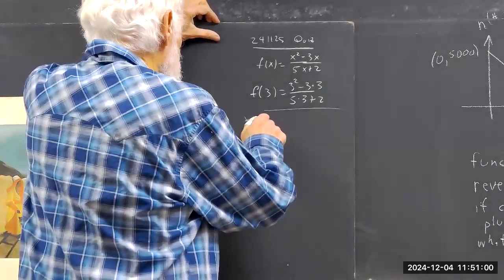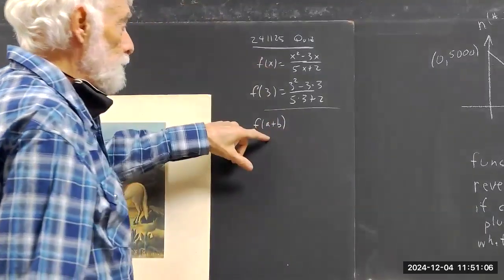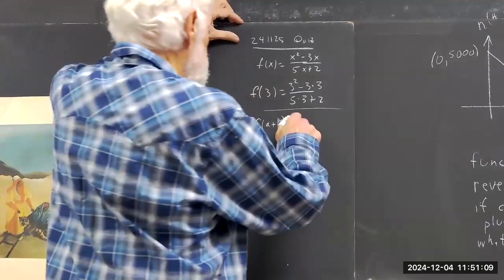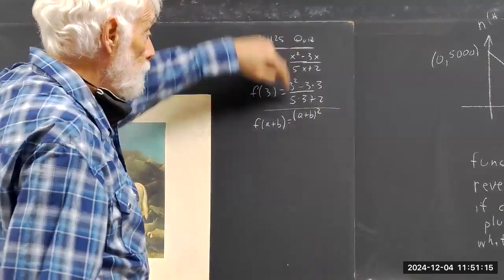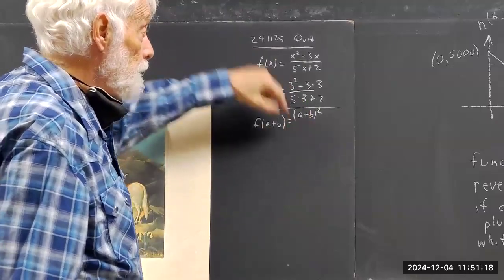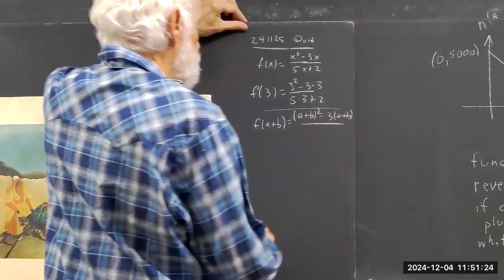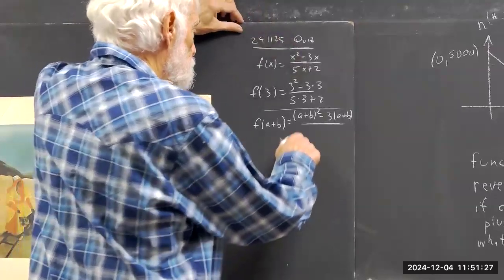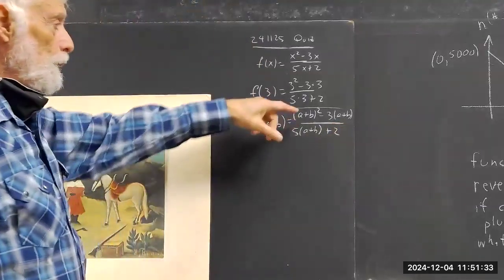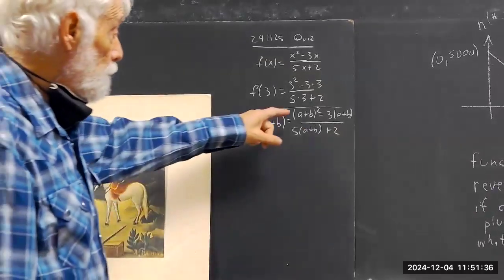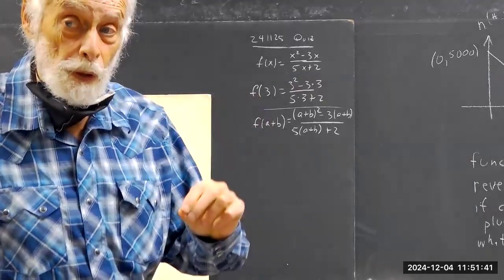Now, a couple other things I've asked. If you have like f of a plus b, x has been replaced by a plus b. So you replace this x by a plus b, you get the quantity a plus b squared minus 3 times the quantity a plus b, divided by 5x, which would be 5 times a plus b, plus 2. And then you simplify this. You expand this. You're going to get a squared plus 2ab plus b squared. You don't get a squared plus b squared.